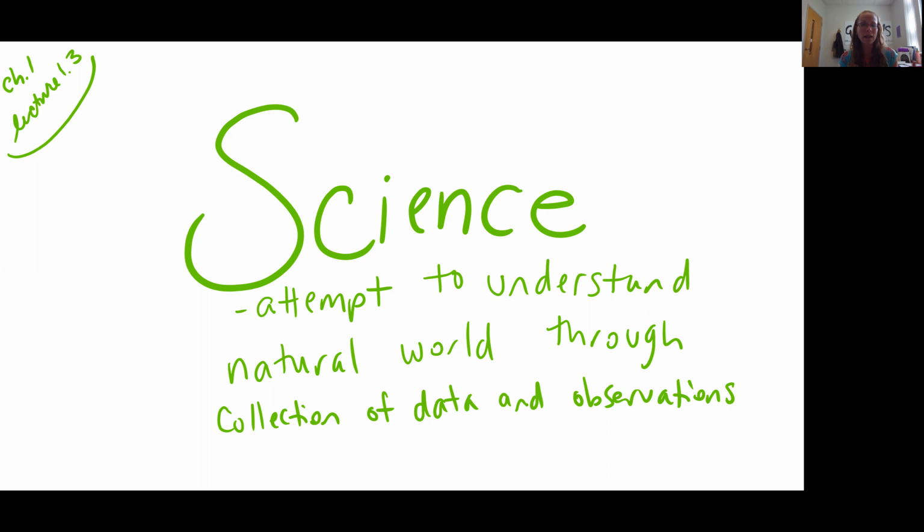And as scientists, we're going to understand our natural world through collection of data and observations, and then try to, as objectively as possible, analyze that information, apply statistical analysis to really make sure that the things that we have observed and the data that we have collected can be, to some extent, universally applied.